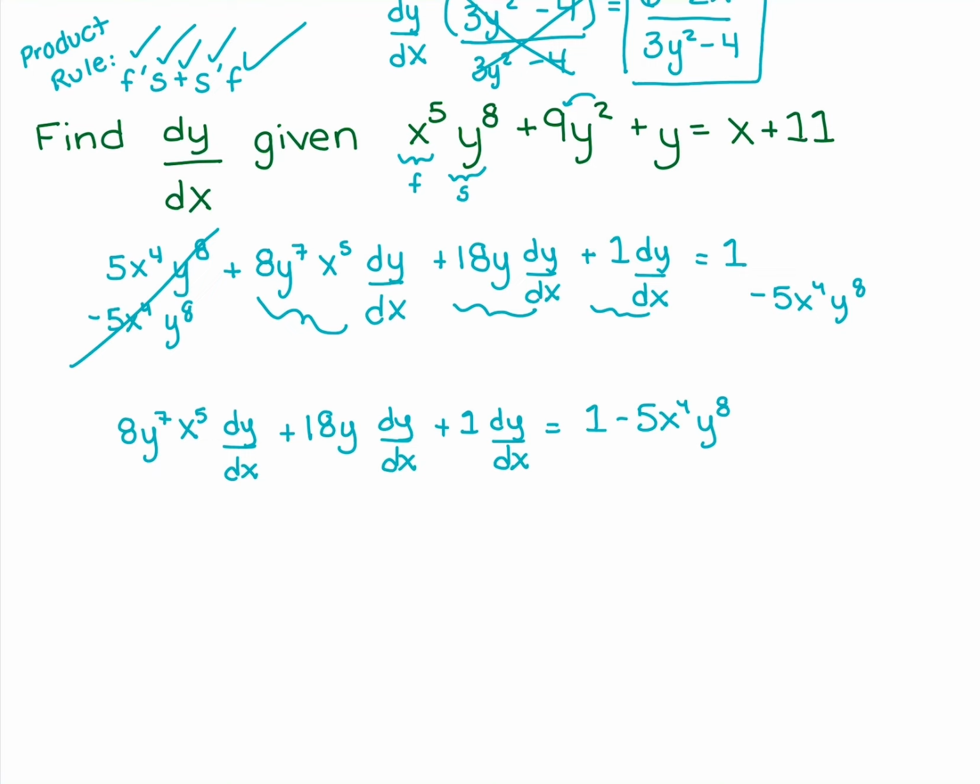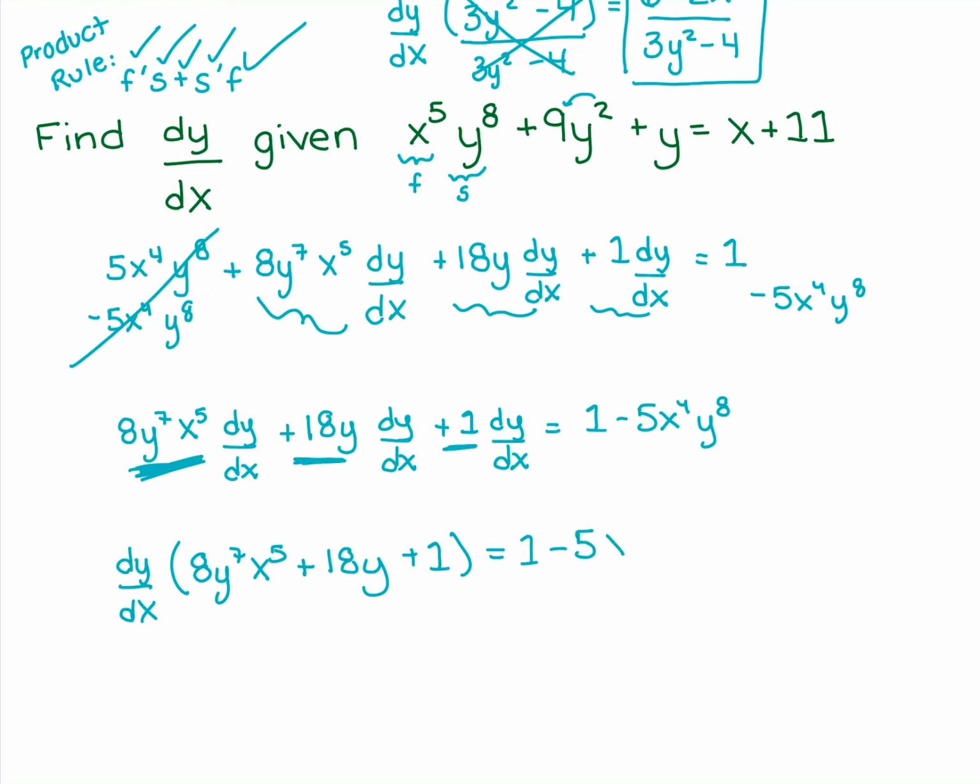Now that we have all the dy dx on one side by themselves, we're going to factor out dy dx and just say what number it was multiplied with. So for the first piece, it was multiplied with 8y to the 7th, x to the 5th. Second piece had a positive 18y, and the last piece had a plus 1. So no like terms to combine or anything like that. We're going to leave it just as is in that factored form.